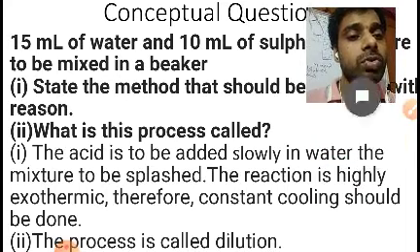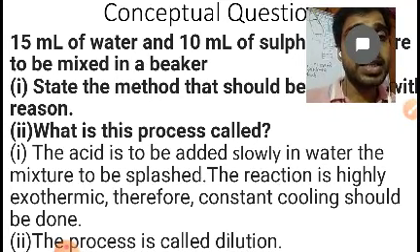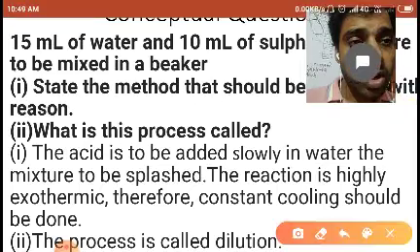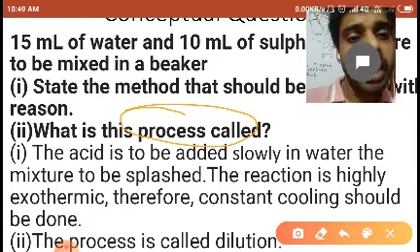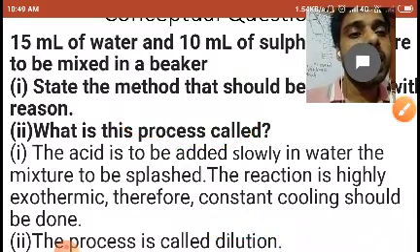Now we have actually written the answer here. You can see cooling is also essential in that case. And what is this process called? This process is known as dilution. Now, dear students, the first question you have done.